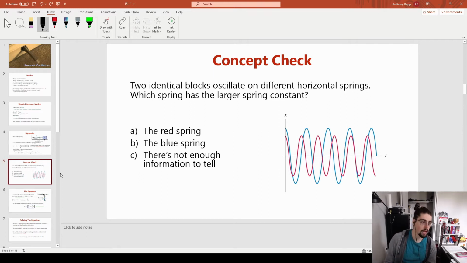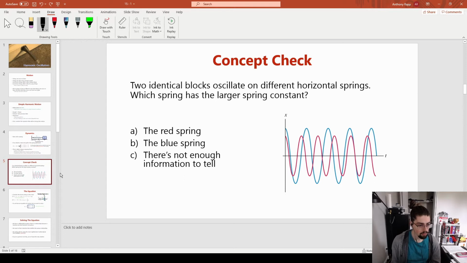So I've got two identical blocks oscillating on different springs. I've got the red spring, the blue spring. And these are not pictures of those springs. These are the position graphs as a function of time. Which spring has the larger spring coefficient? Which spring is a little bit more stiff?